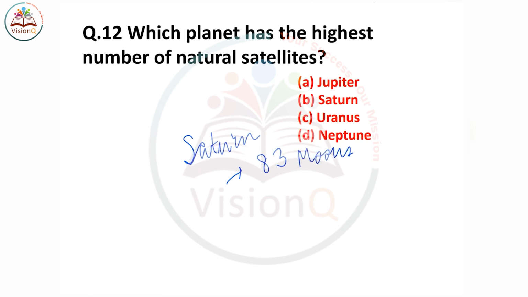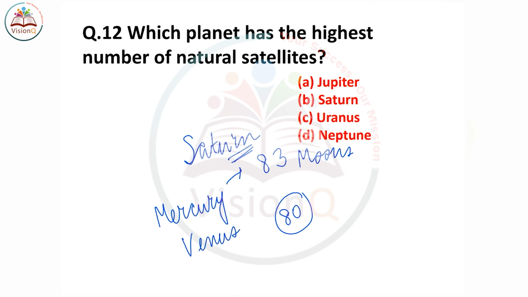And I have already discussed that Jupiter has 80 satellites. The second highest number of satellites is present in Jupiter, and the highest number of satellites is present in Saturn. And the least number of satellites is present in Mercury and Venus. Mercury and Venus are two planets which have 0 natural satellites or 0 moons. So the right answer will be option number B. Saturn has the highest number of natural satellites, and the present value is 83. Okay, let us see the next question.